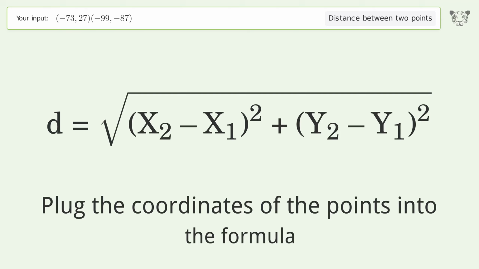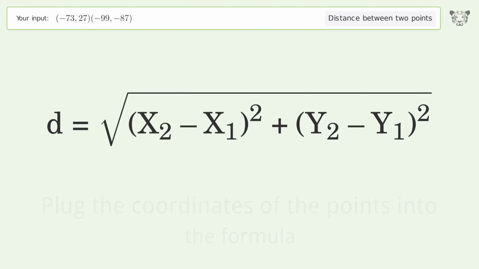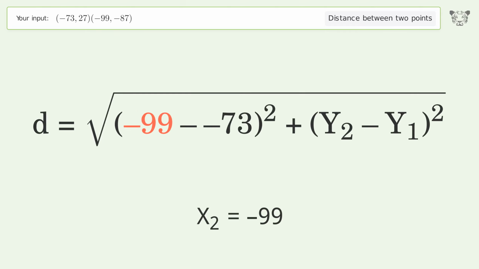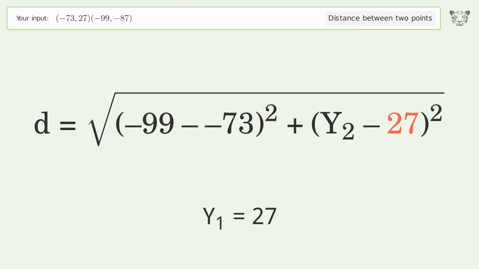Plug the coordinates of the points into the formula. x1 equals -73. x2 equals -99. y1 equals 27. y2 equals -87.